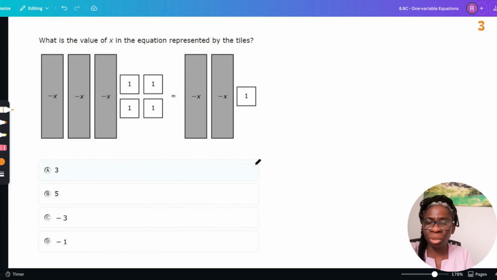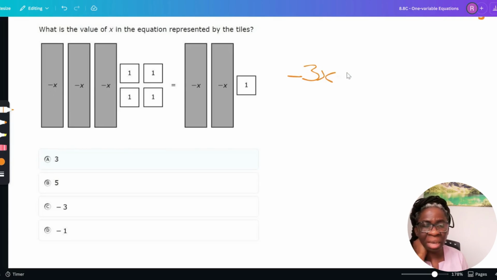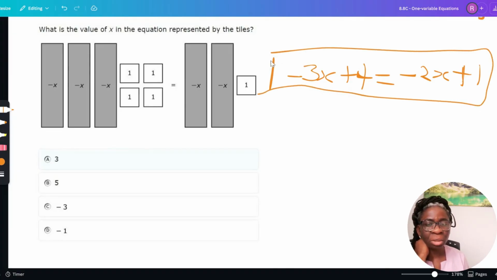So now you will solve this using the same method I used for the first question, but take note that these boxes are negative x, and they are not x like the other one. So this means negative x plus negative x plus negative x. This would be negative 3x. So this will be negative 3x plus 4 equals negative 2x plus 1. So now I have solved it for you, at least I have tried. I have simplified it. So now solve further, collect like terms, and then choose the correct answer. What is the value of x?